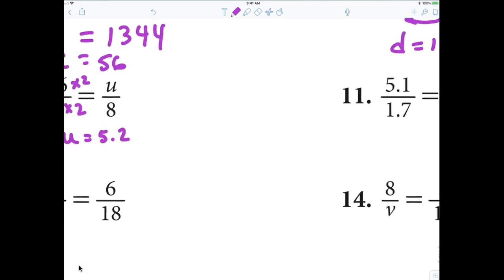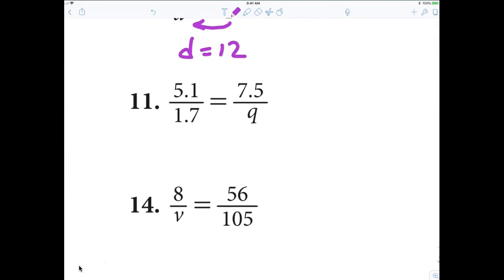And then let's check out number 11. All right. Now, for question number 11 now. I don't see anything, so we're just going to go ahead and do the cross multiplying, which would be 5.1Q is equal to, now, what's 7.5 times 1.7? 12.75. And so Q would be what? 2.5. Is that right? 12.75 divided by 5.1. It's, what is it? Yeah, 2.5.